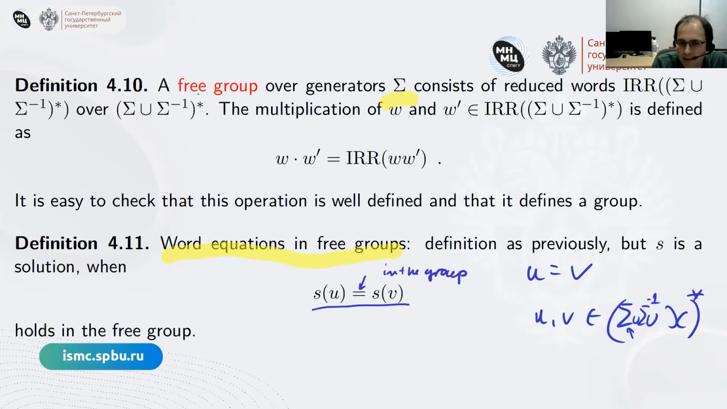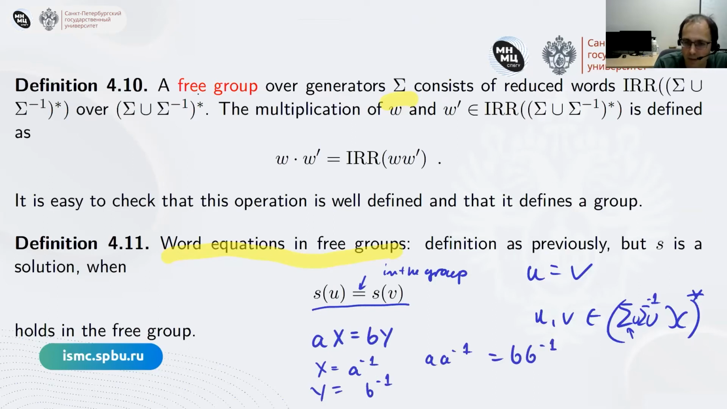This means that there could be more solutions. For instance, if we look at the equation ax = by, then it doesn't have a solution in the previous setting, but here we could substitute x = a^-1, y = b^-1, and then a a^-1 = b b^-1, because all of those are equal to epsilon, or 1 in this setting. I should probably write 1, but nevertheless, they are equal. Okay.